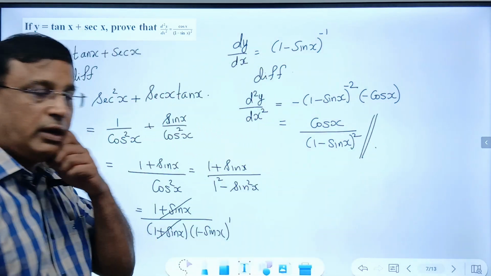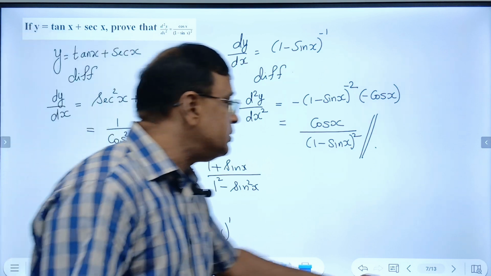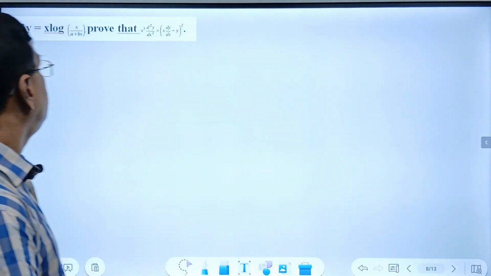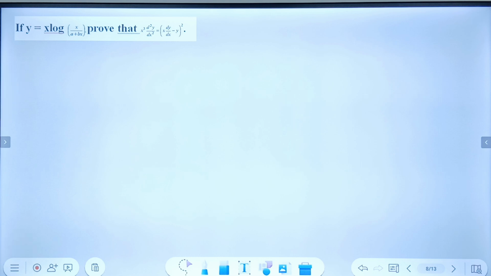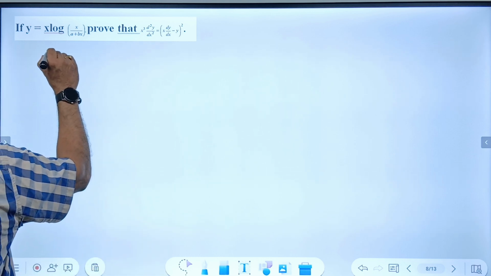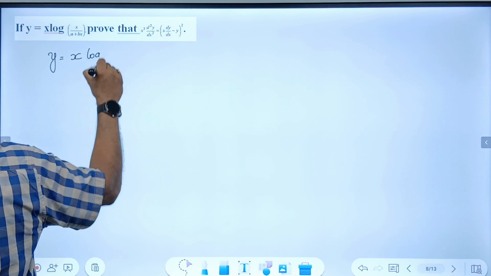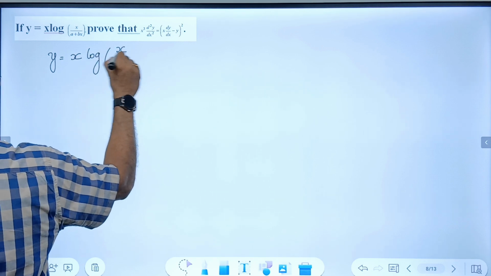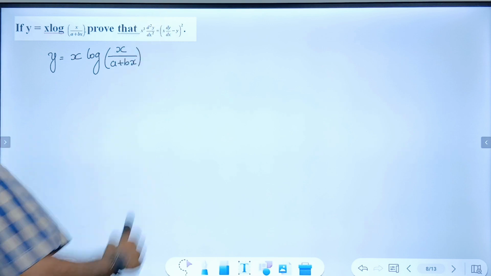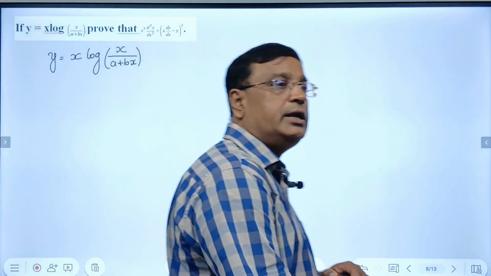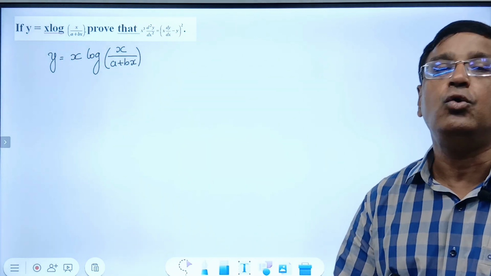This is exactly what I wanted to prove. It's very simple and it is an important question also. Now the next one. Very, very important question. It has come in the board exams also. You have y equal to x into log of x by (a plus bx). I wanted to prove x cube into d square y by dx square equal to (x into dy by dx minus y) the whole square.